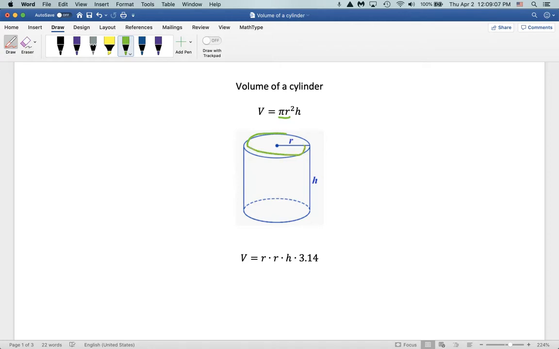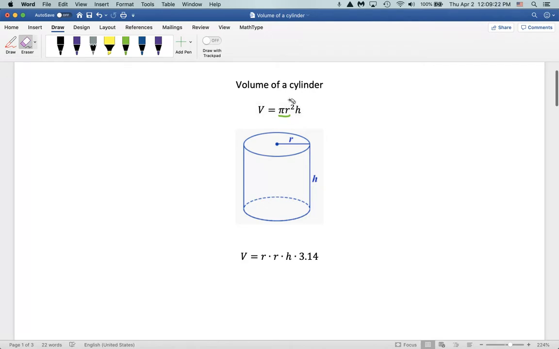Then once we find the area of the base, we have to multiply by how far down it goes. So we multiply by the h. Pi r squared is the area, h is the height or length of the cylinder. If this formula is a little confusing, I sometimes like to write it this way: to find the volume, I just take the radius, times it by itself, times the height or length of the cylinder, and then times 3.14. And that gives me the volume.